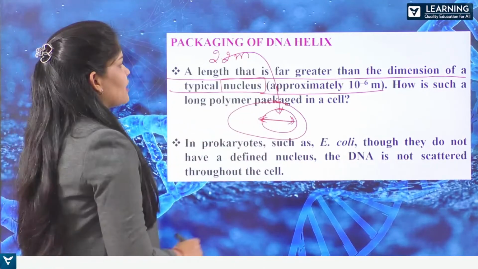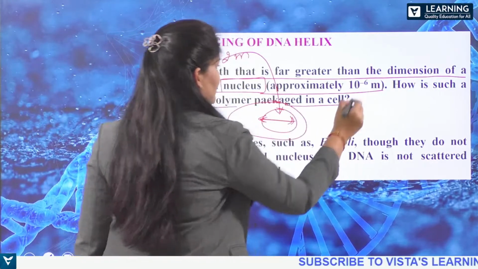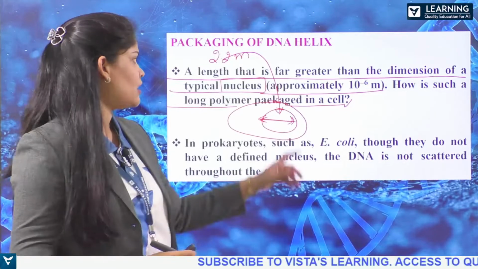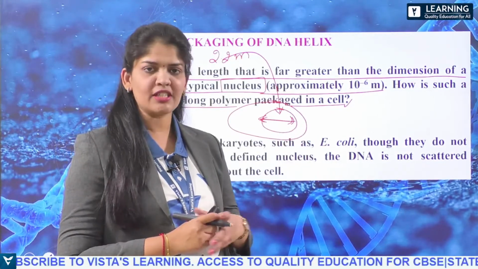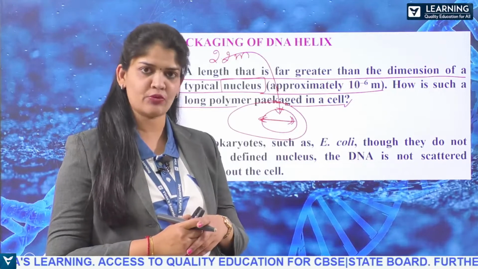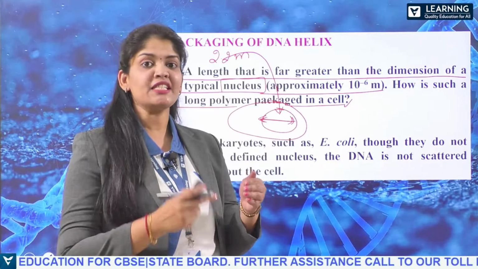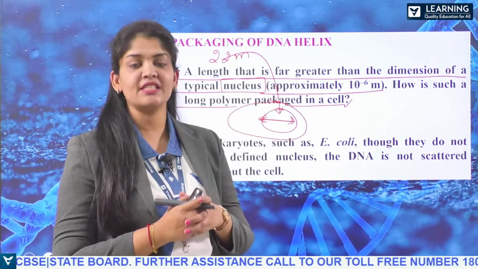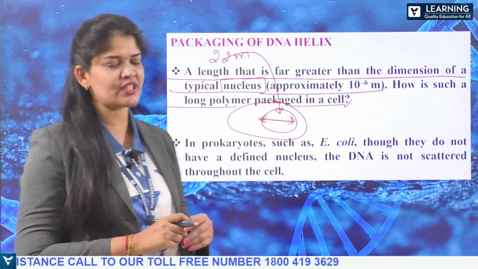Now, how is such a long polymer packed in a cell? We need packing because the length of the DNA is very, very long when compared to the dimensions of the nucleus. That is fine, but this is a very huge difference. That packaging has to be very compact, in such a way that it is going to reside inside the nucleus of the cell.